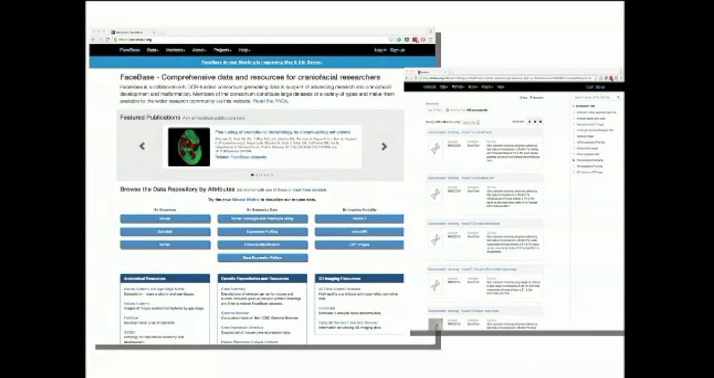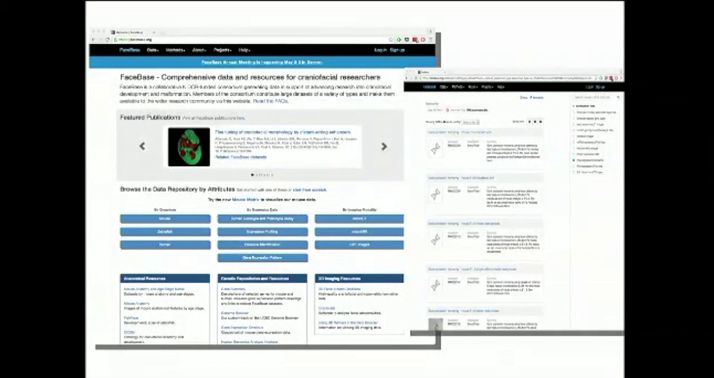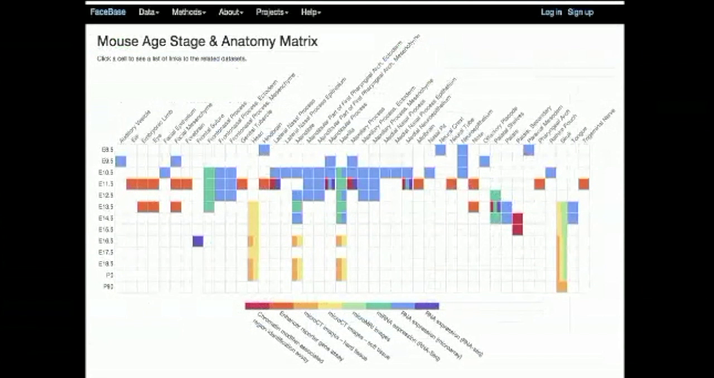I think one of the new developments for FaceBase is the organization of the existing data. For those of you who have had a chance to go onto the Hub website, you can see now the data has been organized based on the species, based on the gene expression pattern, and also looking at the different ways of imaging our study models. And I think this particular matrix I'm really proud of.